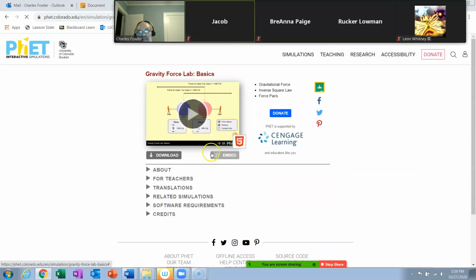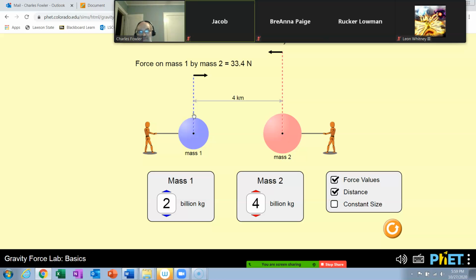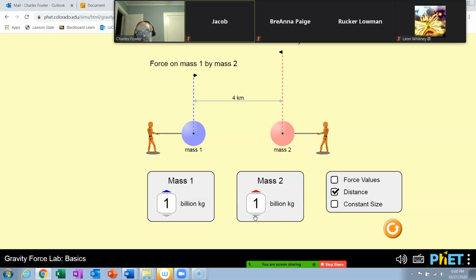And to get it open, go to the circle with the triangle in it and click on that. It may take a little while to open. There it is. Now, I'm going to turn off the force values, and I'm going to bring this down. Now remember I said the masses have to be huge. And sure enough they are. 1 billion kilograms, 4 billion kilograms. I don't know how high they go, but we're going to go for a ways.